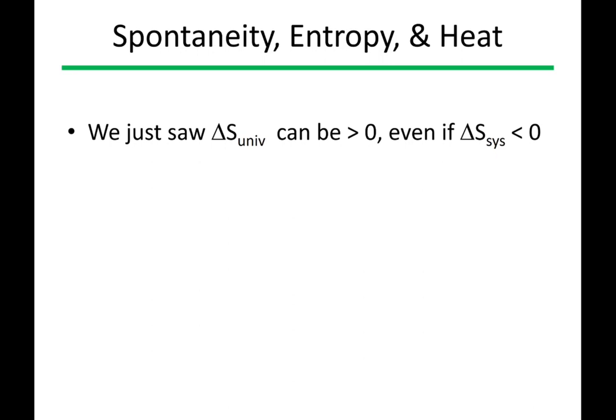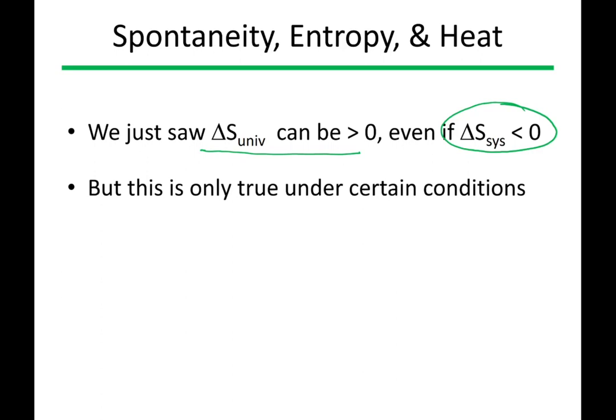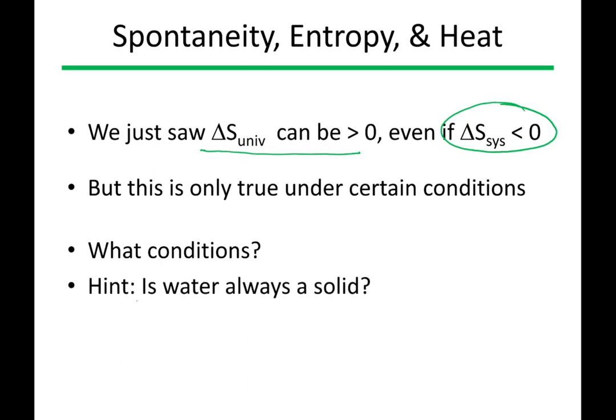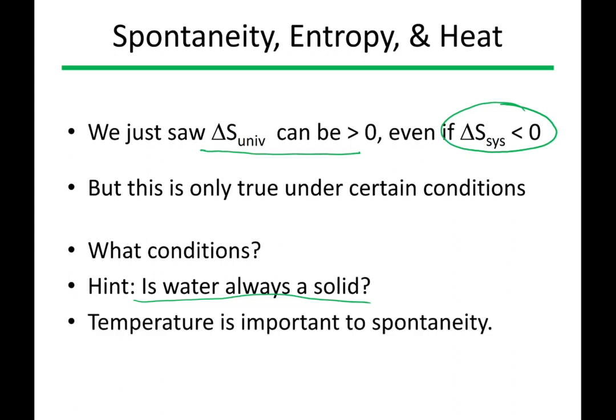Okay, so let's look a little more at the role of heat and temperature in spontaneity and entropy. We just saw that the delta S of the universe can be spontaneous, even if the delta S of the system is less than 0. The delta S of the universe can be greater than 0, but of course this is only going to be true under certain conditions. So under what conditions would this be true? Well, we can think, is water always going to be a solid? No, it's not. We know that water is a liquid if it's above freezing. And this is telling us that temperature is going to be important to spontaneity.